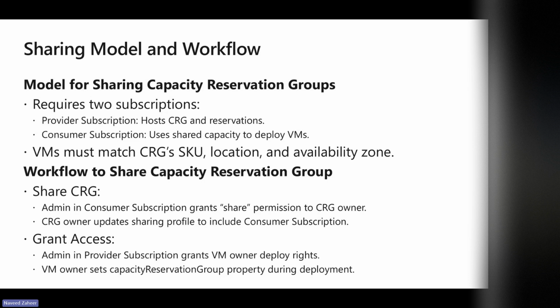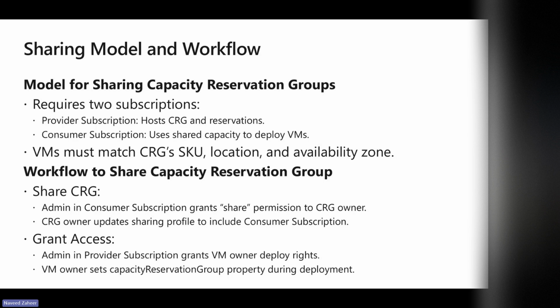So as I said, three things. First of all, the consumer has to be ready to share. Number two, the provider admin has to include that subscription as one of the designated consumers. Number three, the admin of the provider has to give VM access to the admin of the VM to use that CRG. And once they do it, you can do it from the UI as well. Once you create the VM, either from PowerShell, CLI, or the portal, you can use that particular CRG and deploy that VM.